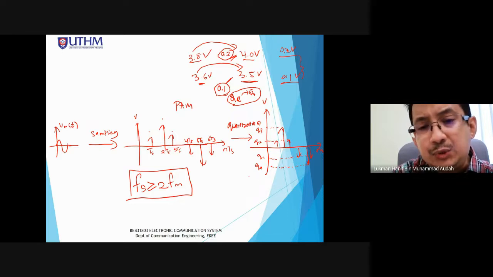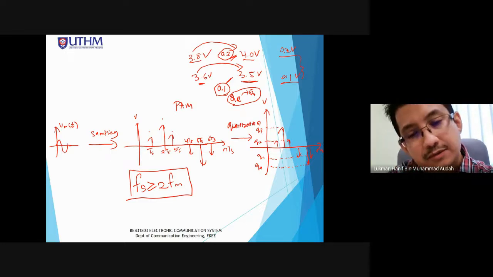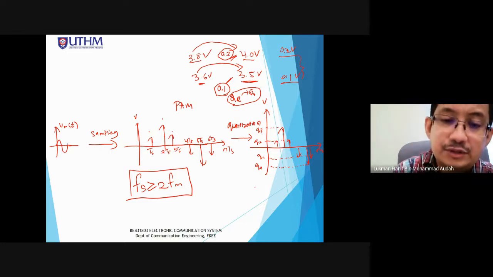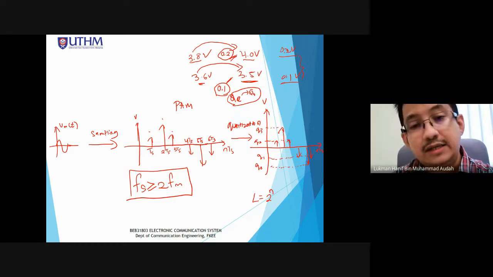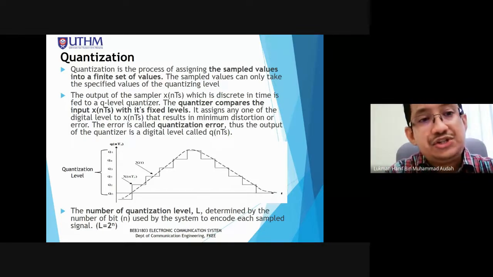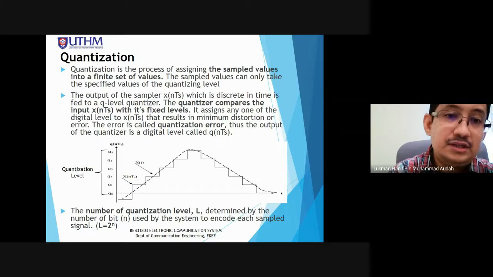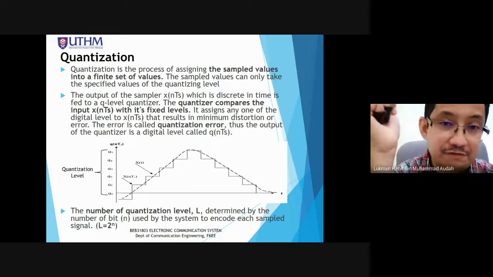Dan macam mana nak tentukan nilai berapa banyak level yang saya perlukan? That's another issue. How many levels should I have? So the number of quantization level is equal to 2 power of n. N is the number of bit used to encode the sample. Okay, so barulah kita lihat yang ini. Ini dia. So quantization is the process of assigning a sample value to a finite set of values. That means we rounded up the sample value to the nearest quantized level.